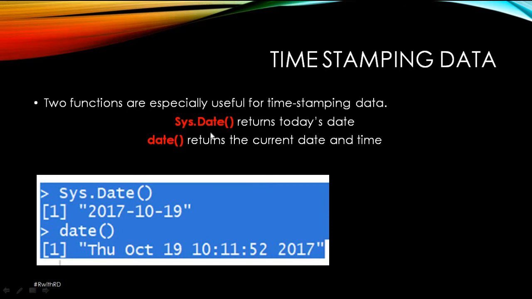Okay, Sys.Date, with caps, that is system date, returns today's date, and date returns the current date and time. Like if I say system date, then I get today's date, and if I say date, then I get the date and time both. Okay, that is Thursday 19th October, this is the time, and 2017. So two commands for timestamping, that is Sys.Date and date.